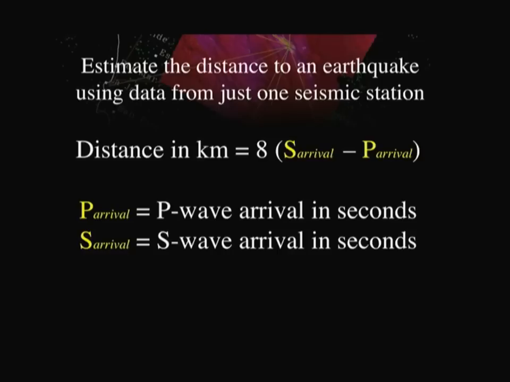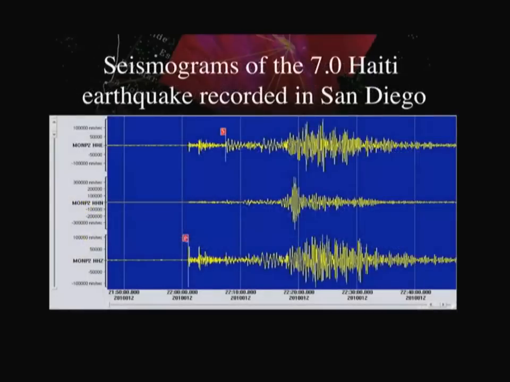You can also estimate the distance to an earthquake using just one seismic station. The distance formula is the difference between the S wave arrival and the P arrival in seconds times 8, and that's the distance in kilometers. Got our formula? Let's give it a rip. So here's the seismograms from the Haiti earthquake. Here's the P arrival, the S arrival.